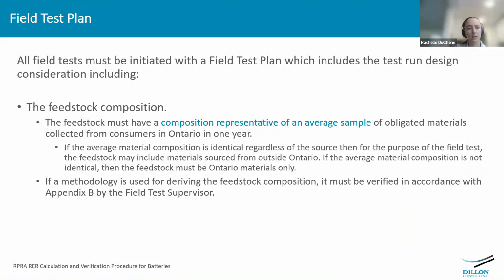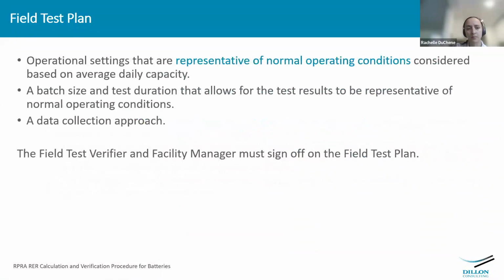That includes a number of things. The first thing is the feedstock composition. Your feedstock has to be representative of what an average sample is going to look like in your facility for that test specifically. And on the next slide, there are a couple more things you need to include in that plan. The operational settings during your test have to be representative of normal operating conditions, and the same with your batch size. That field test plan is going to have to be signed off by the field test verifier as well as your facility manager.